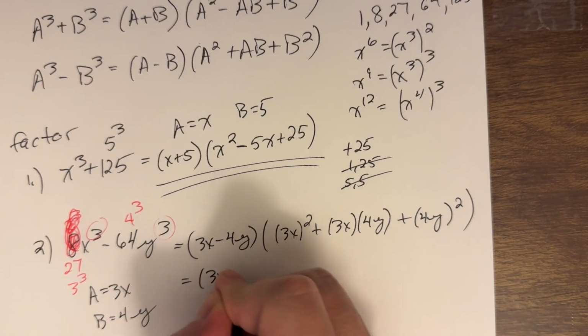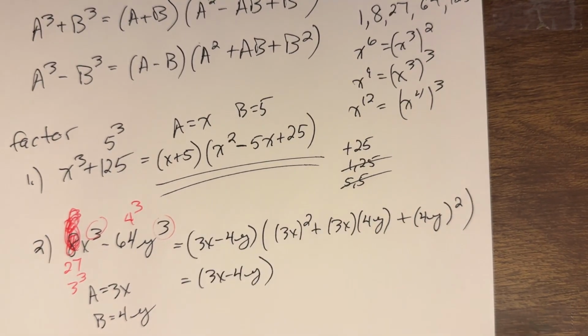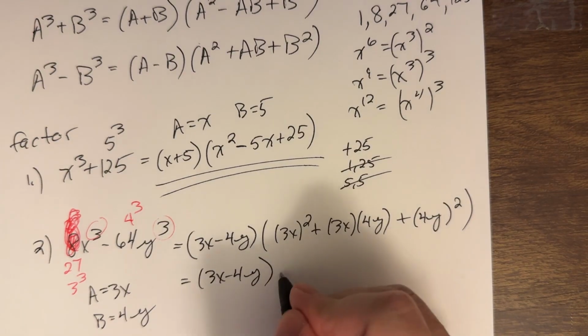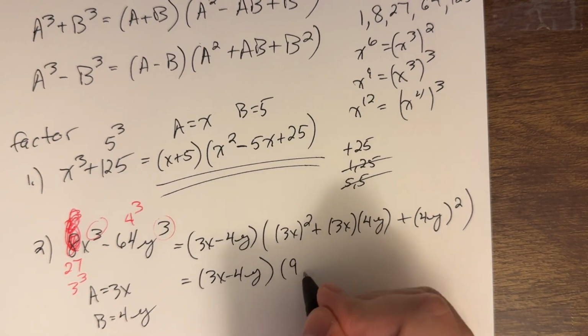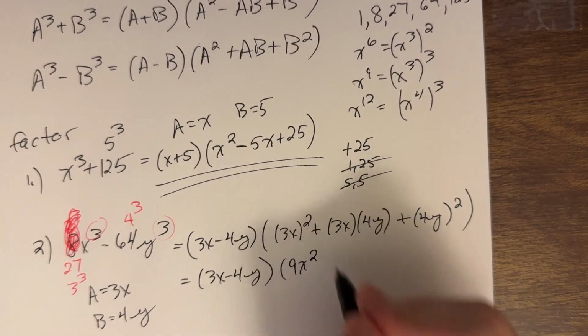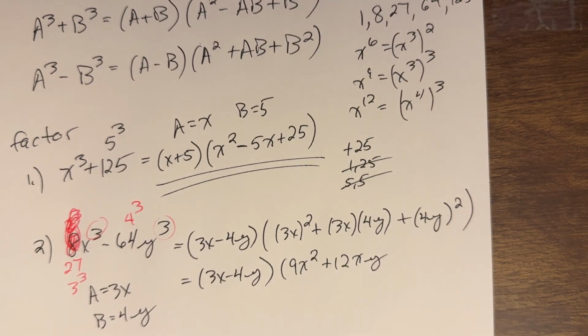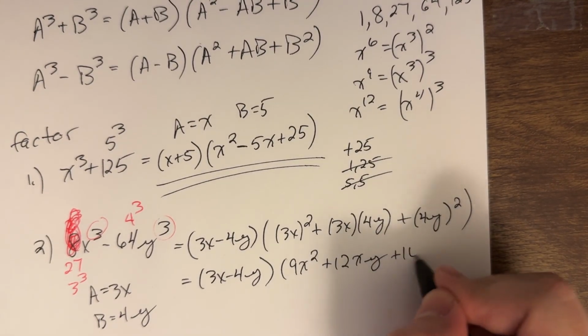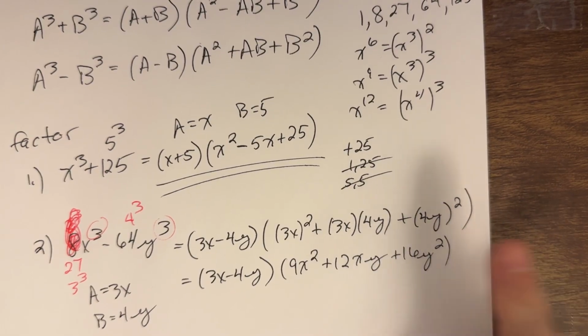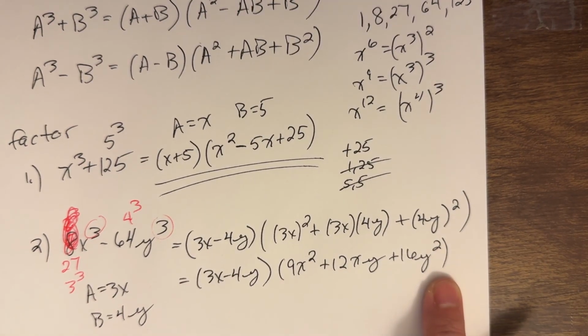This part was already clean, 3x minus 4y. But over here, 3 squared is 9. X squared is x squared. 3 times 4 is 12. And I still have the xy. 4 squared is 16. And I still have the y squared at the end.